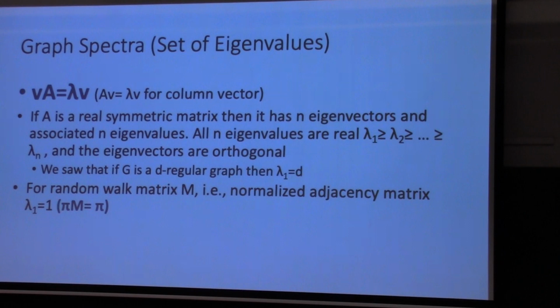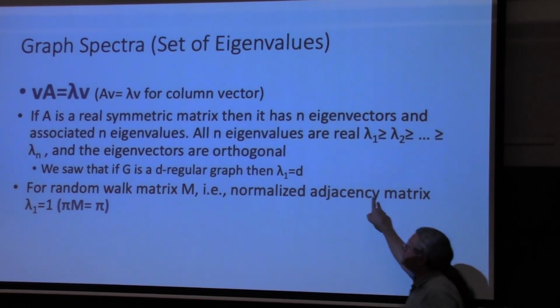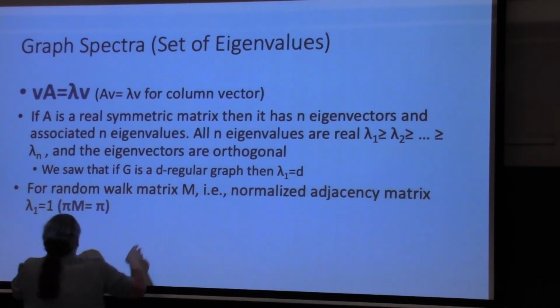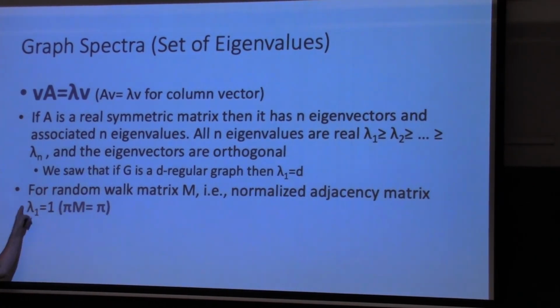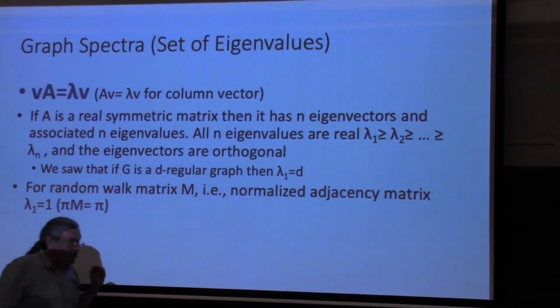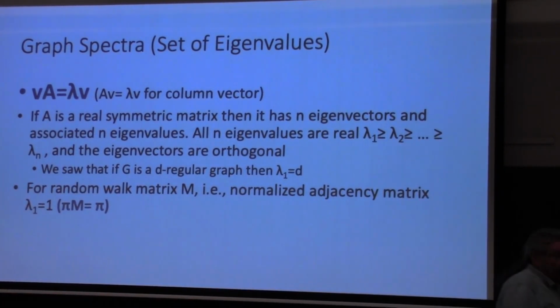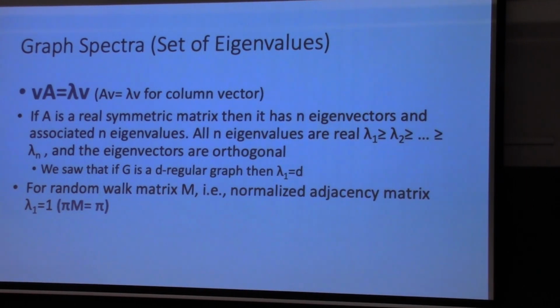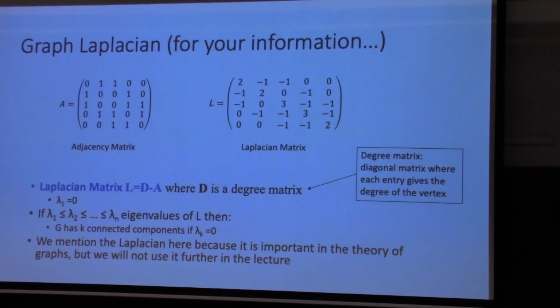For a random walk matrix, which is normalized, the one where you have probabilities, the principal eigenvalue is 1. It's not the adjacency, it's the probabilities. The eigenvalue is 1. This I will skip. There's another concept called the graph Laplacian, but we're not using it. Sarunas wants to tell you about it, but I'm not going to.